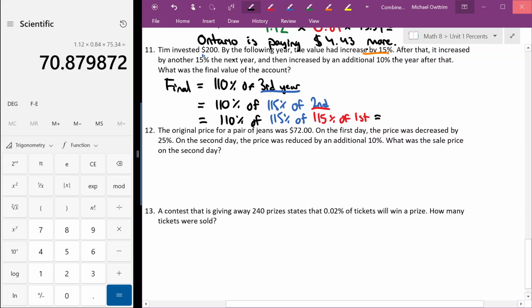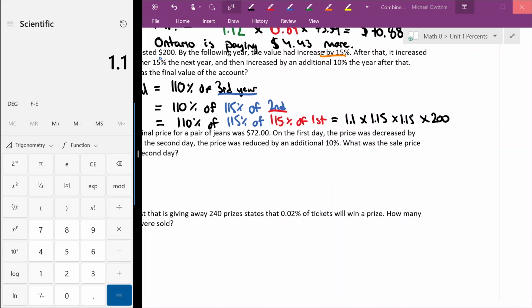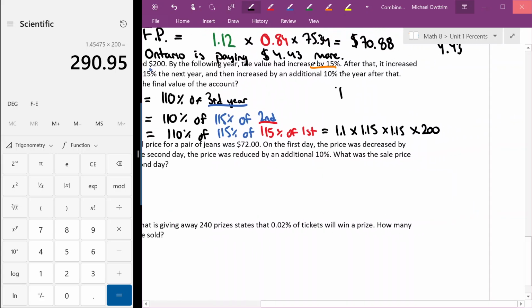And we'll convert those into decimals to do our calculation. 110 is 1.1, 115, 1.15, another 115, another 1.15, and our first year was 200. Let's do that calculation. And we have to multiply that by our 200. And we'll say that Tim had $290.95 in his account, which notice is a lot more than a 40% increase on the original amount.